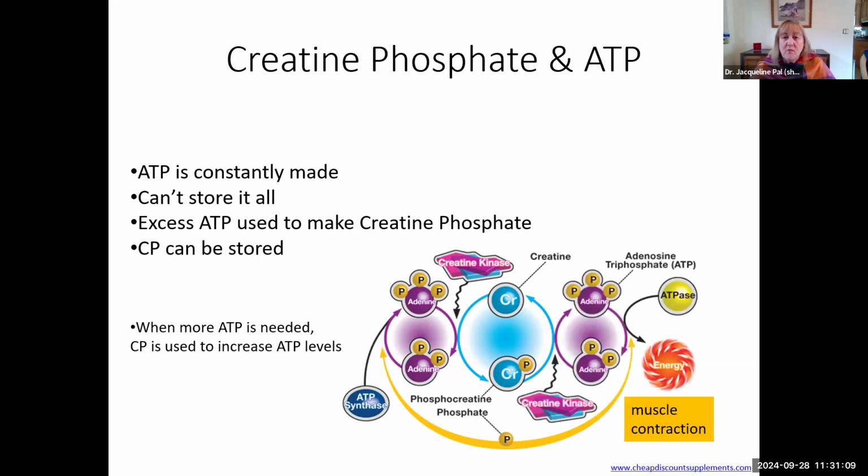And then when more ATP is needed, the same enzyme that made the creatine phosphate can be used to break it down, and the phosphate will come off the creatine, be attached to ADP to make ATP, and so now you have more energy for muscle contraction than just the 10 seconds worth of ATP that was stored in the muscle.